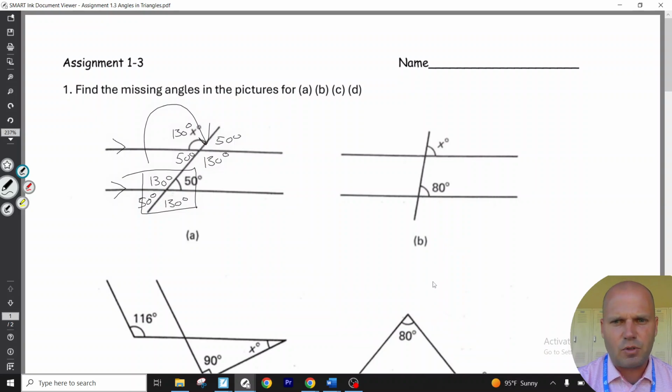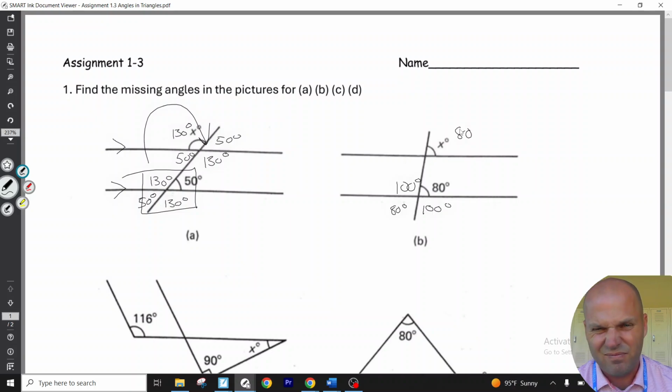So this is going to be the same situation for B. We can see the acute angle created from this situation of parallel lines and one transversal is 80 degrees. That means the other angle is going to be 100 degrees. So all of the angles in this situation are either 100 or 80. Okay, the next question.